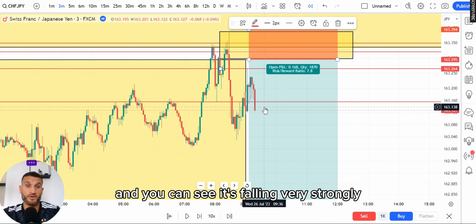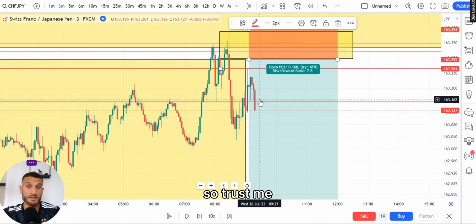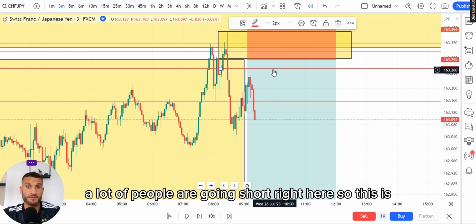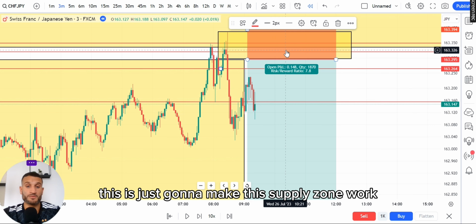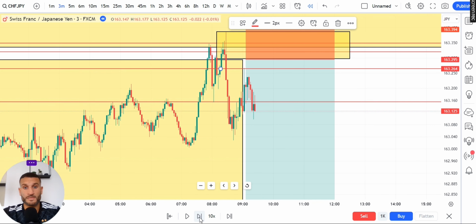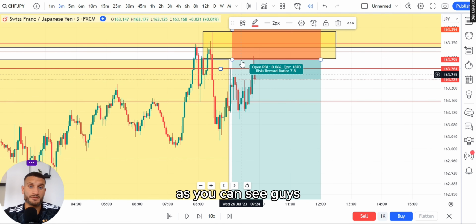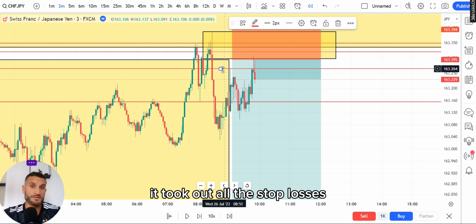and you can see it's falling very strongly. So trust me, a lot of people are going short right here. So this is just gonna make this supply zone work even better. Let me move forward. As you can see, guys, it took out all the stop losses.